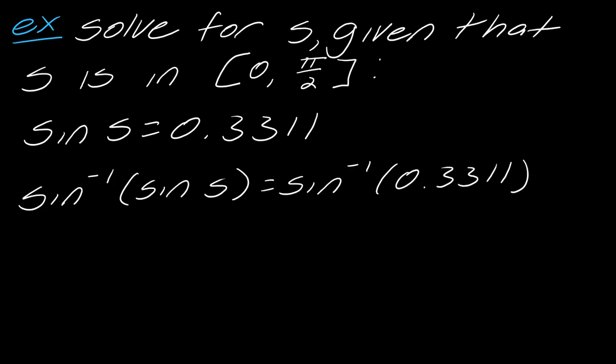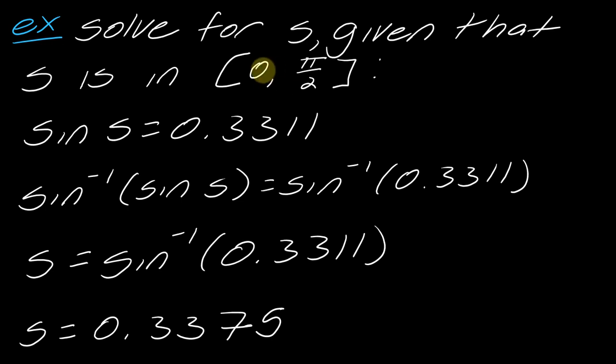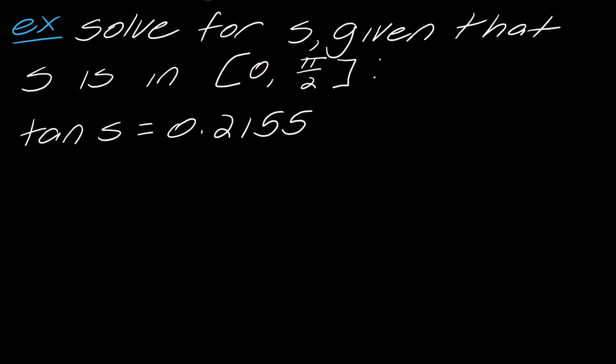If you were to set this up, you would take the inverse sine of each side. In doing that, you would get that s is equal to the inverse sine of 0.3311. What I get out is 0.3375. Now, this value is okay because it falls in this interval between 0 and pi/2, so there's nothing to worry about here. When we have to use a calculator, this will usually work out in your favor.